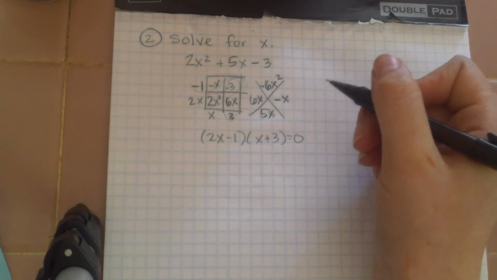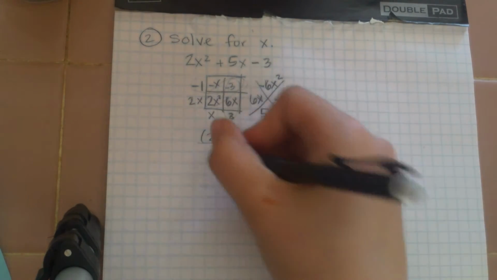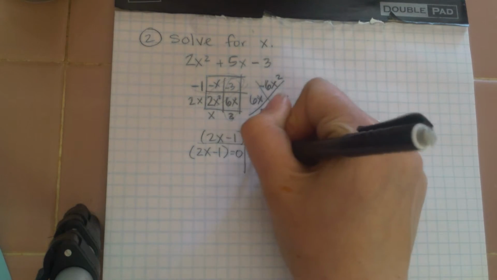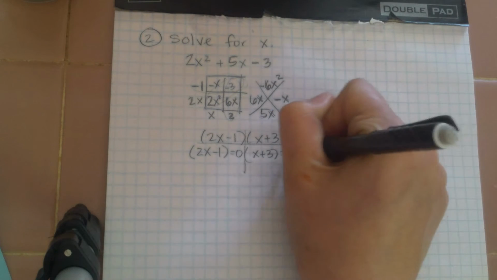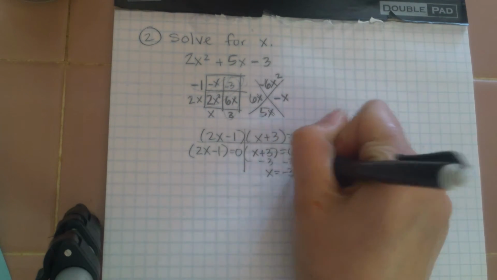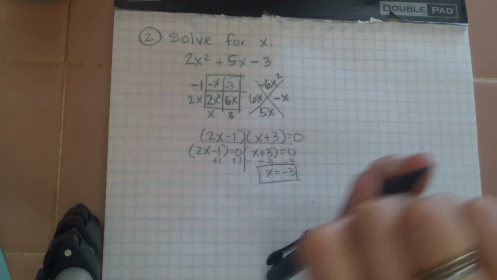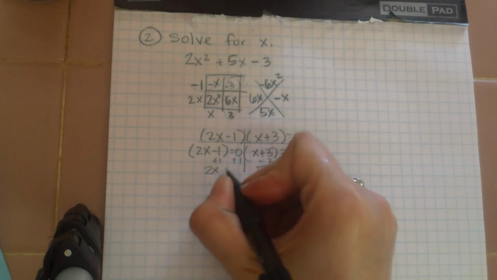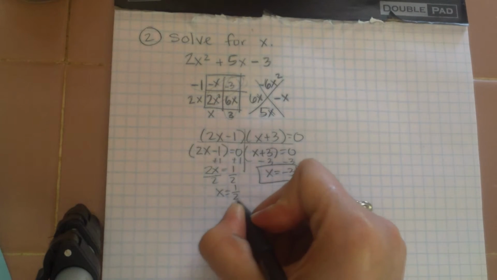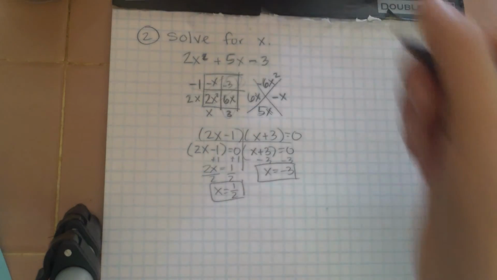We're not done yet. You need to make a t-bar if you want to separate it that way and solve these individually. 2x minus 1 equals 0, and x plus 3 equals 0. Solve these separately: subtract 3, x equals negative 3. And then here, add 1, and you get 2x equals 1, divide by 2, and you get x equals 1/2. Okay, we have 2 solutions because it's a quadratic.